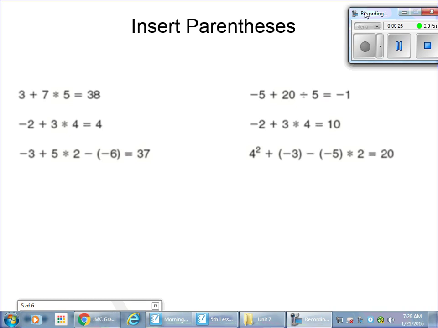So there's 6 problems up here. If you want to pause it right now and figure out these 6 problems, that would be excellent. If you want to follow along with me on each problem, that would be excellent as well. So let's pay attention here.